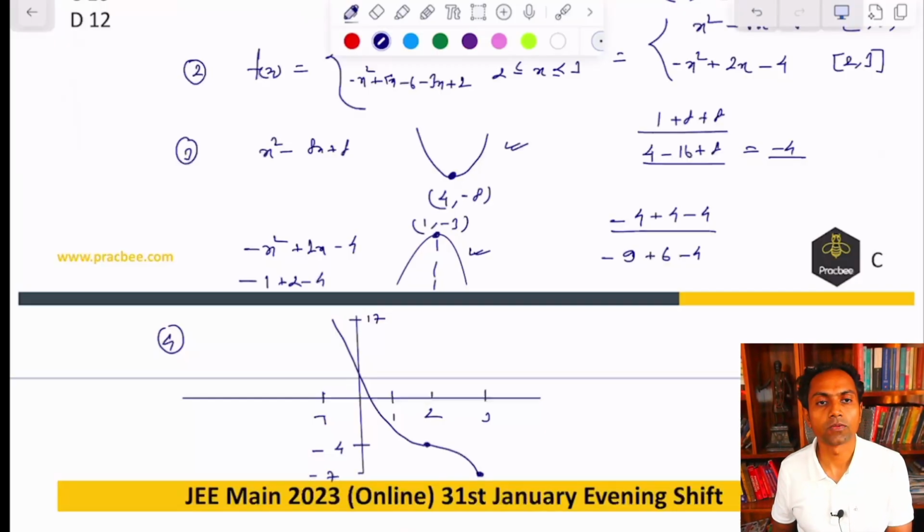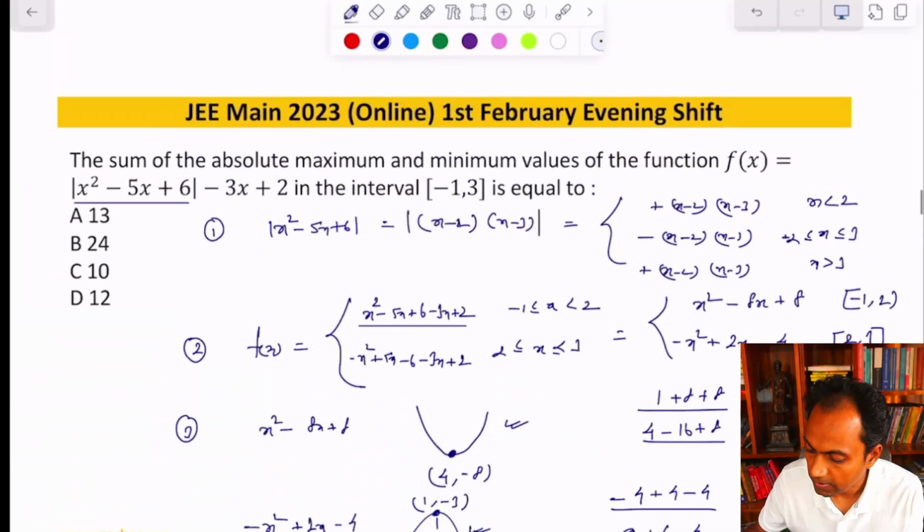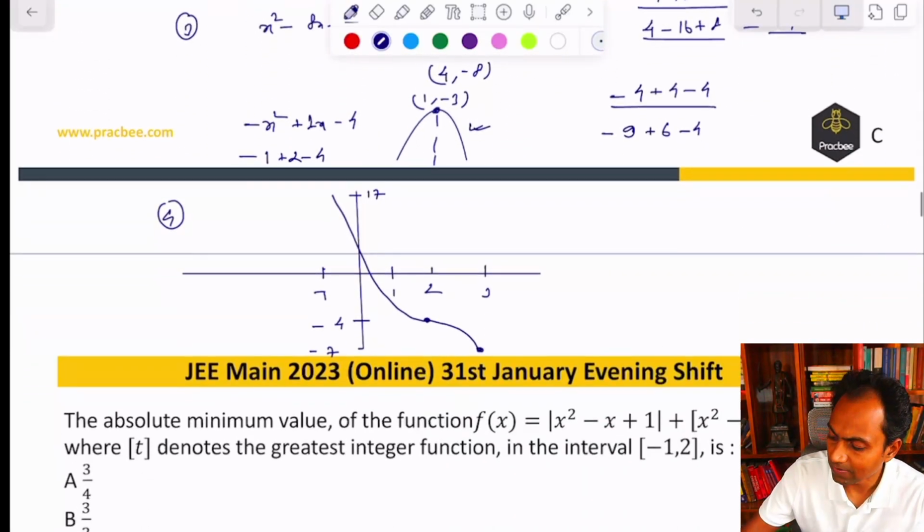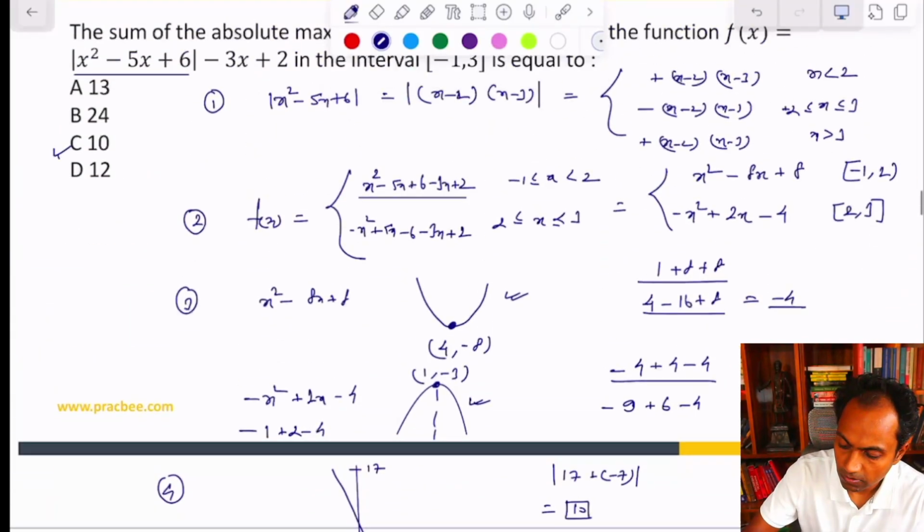This is what is happening. So what they're saying is, if you add the sum of the absolute maximum and minimum value, if I take 17 and if I add minus 7 and then I take a mod, the answer will come out to be 10. So option C.